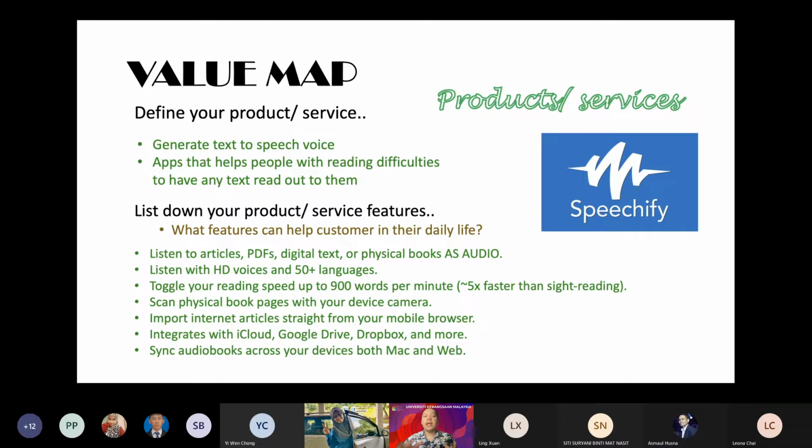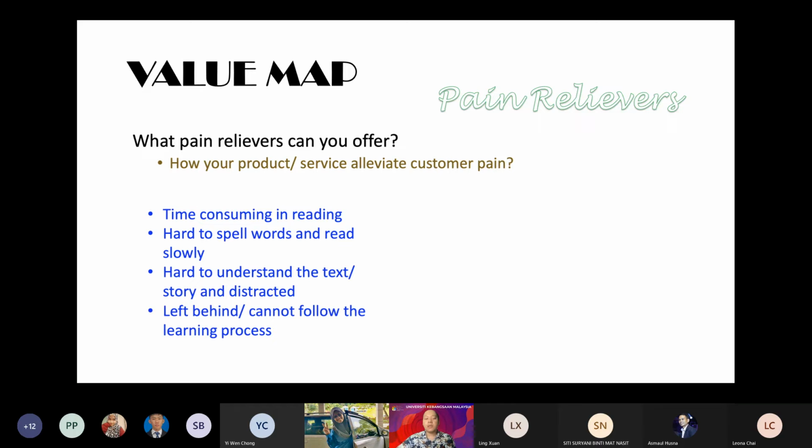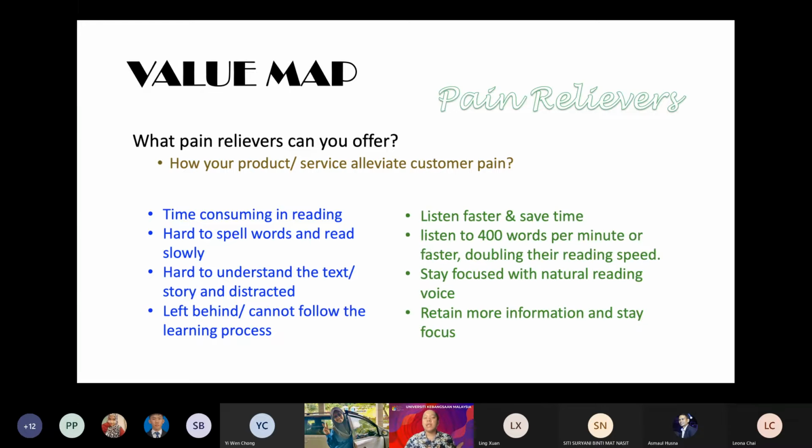Let's look at another step, the pain reliever. What pain relievers can you offer? How do you answer this question? Look back at how your product or service alleviates customer pain, how your product helps to ease the pain. How can Speechify help kids to read? This is how they did it. First, you have to highlight all the pain, remember the pain the customer has, and then this is what they can counter.